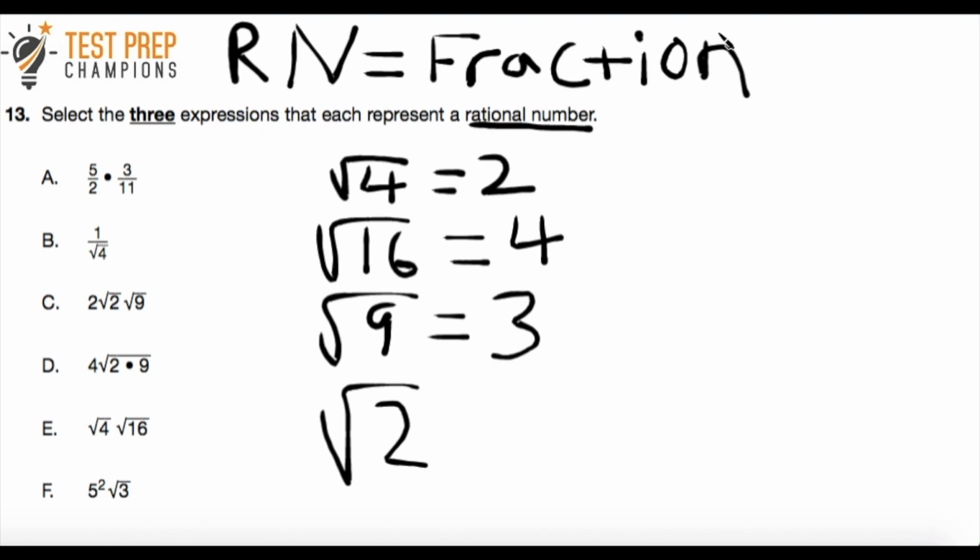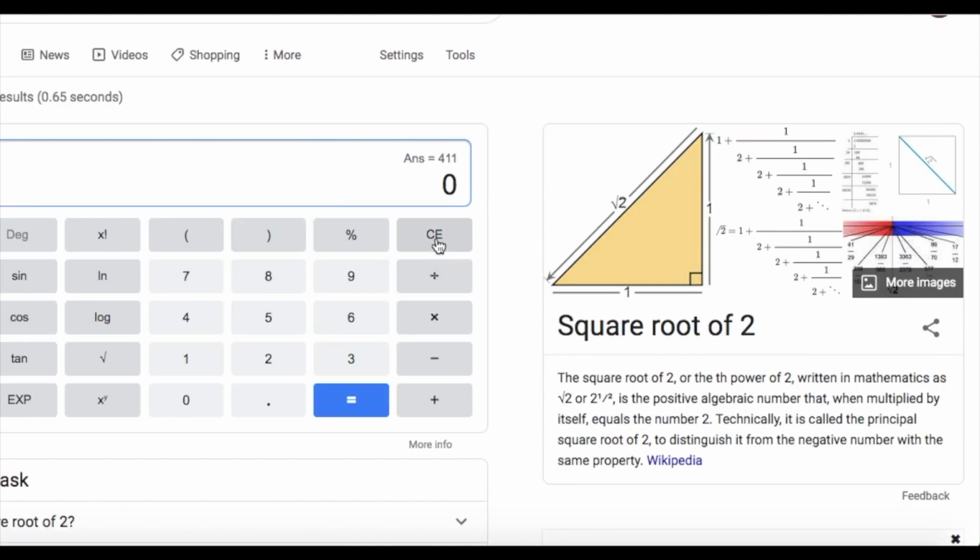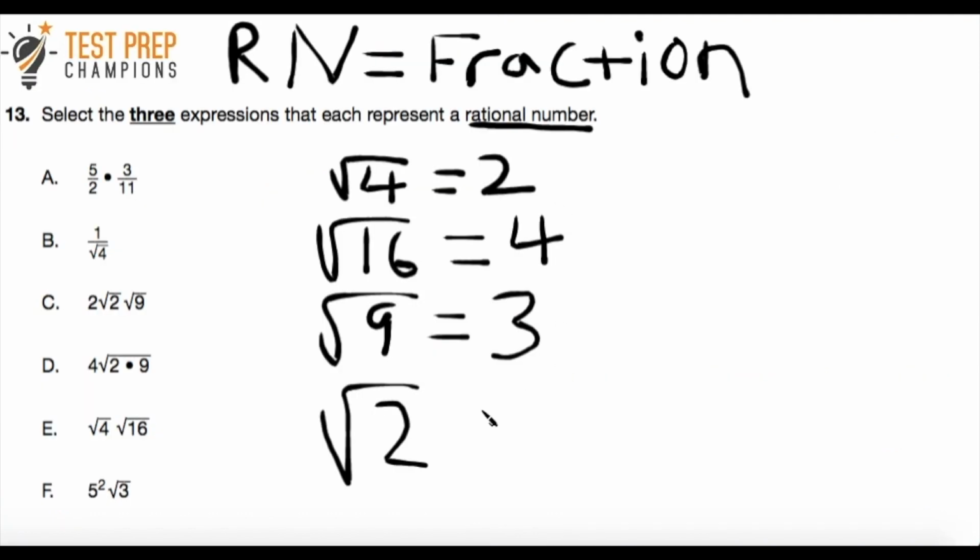So the difference here, I'm pulling a calculator up because I don't know the square root of 2 off the top of my head. The square root of 2 is 1.41 repeating, right? So let's just say it's about 1.41. You see the difference here, because 1.41 is not a nice whole number. This is a decimal, so that's not a rational number. That's kind of the foundation here.